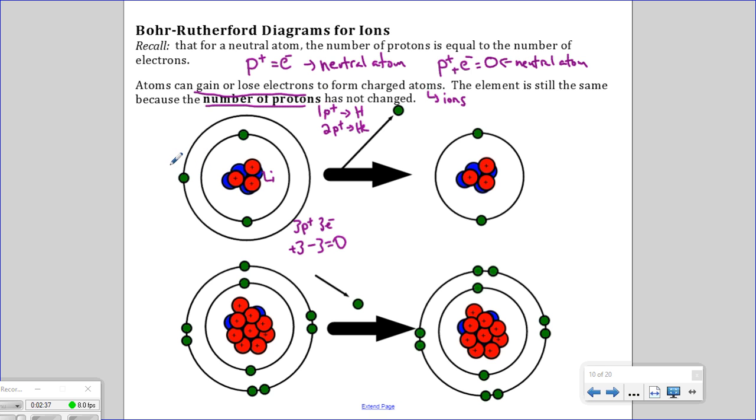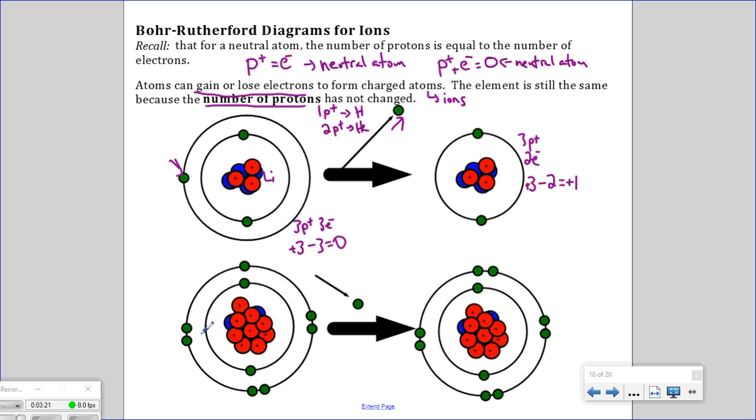Now lithium can lose an electron, and it will lose an electron from its outer shell. So here it's losing its electron. And when we look at this lithium atom now, it still has 3 protons, but now has 2 electrons. When we add these charges together, our 3 positive charges plus our 2 negative charges from the electrons, the overall charge on this atom is +1. And so this atom now has a charge associated with it.